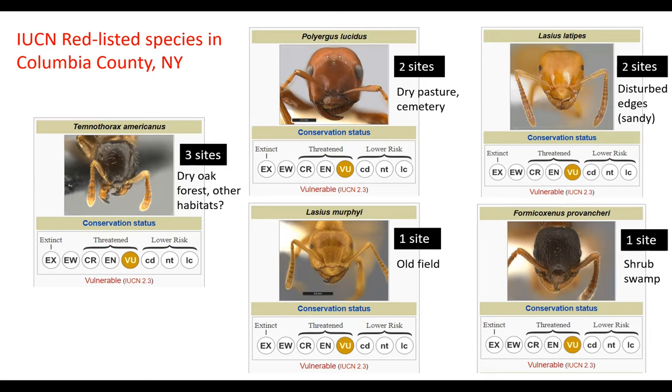But the rest, these three are open habitat ants. So dry pasture, cemetery. The cemetery had some sand, had some other sandy ants associated with it. Disturbed edges. This is also a sand lover, common in pitch pine barrens.